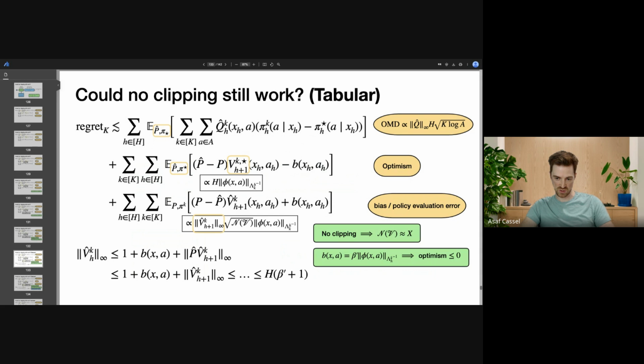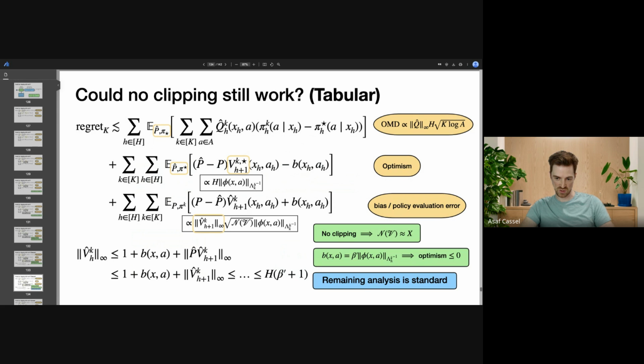And now if you look at the tabular case at least, then you can bound V hat by doing just like 1, which bounds the loss, plus the bonus, plus the expected next value. And in the tabular case, P hat is a valid distribution, so you can bound it with the maximal next state value. And then you can just unravel this and get that you indeed can bound V hat. Okay, so in the tabular case, things actually work out.